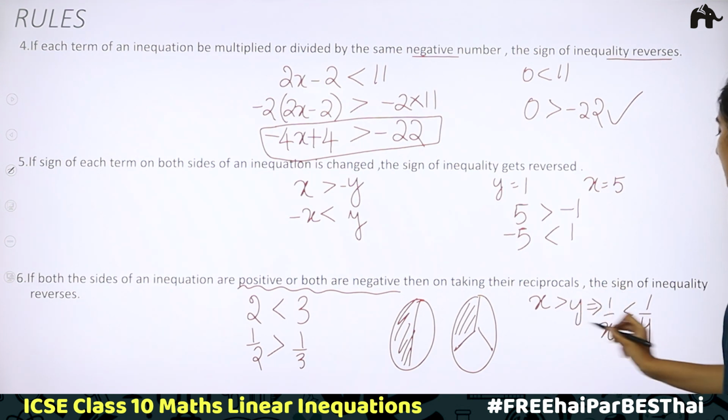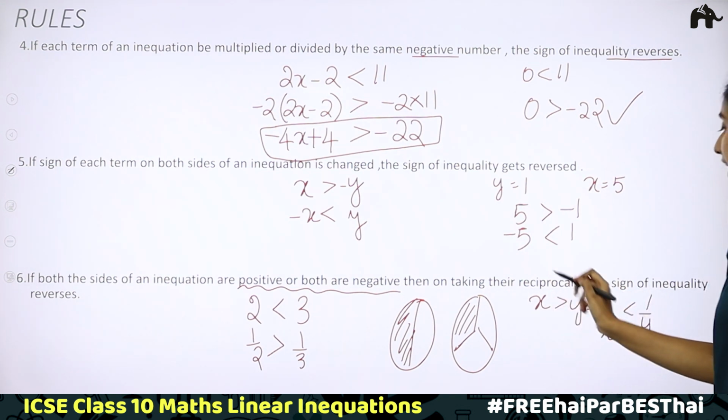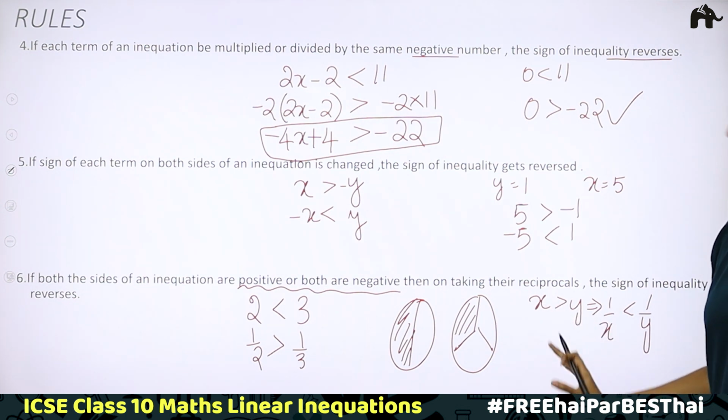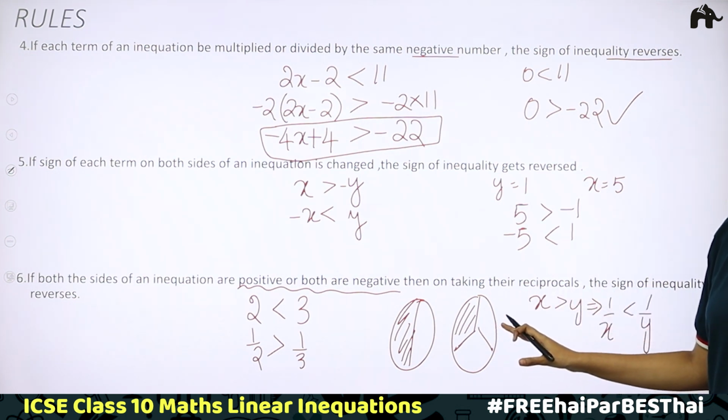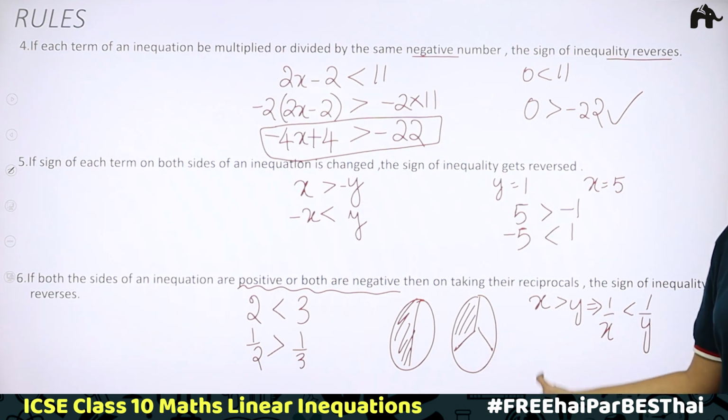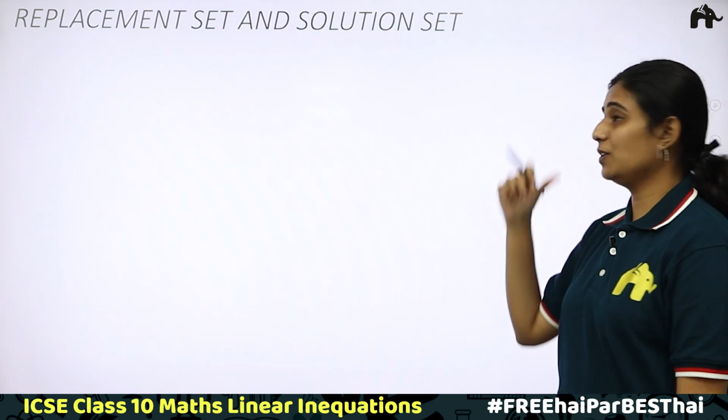We are changing the sign. Greater than becomes less than when you are taking reciprocal. We have all the rules with us now. Okay. We'll apply this in solving questions. Replacement set and solution set.